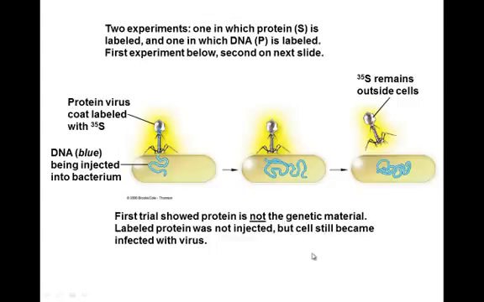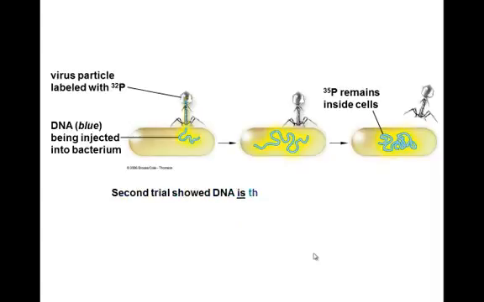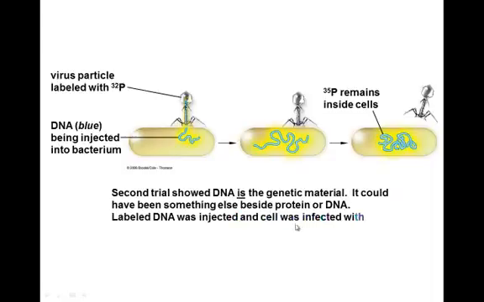And why do we have to do a second trial then? We have eliminated the protein as a possible candidate for the genetic material. Well, the reason we had to do a second one was because it could have been something else besides the protein, or besides the DNA. The first trial showed it couldn't be the protein. The second trial showed that it was DNA.